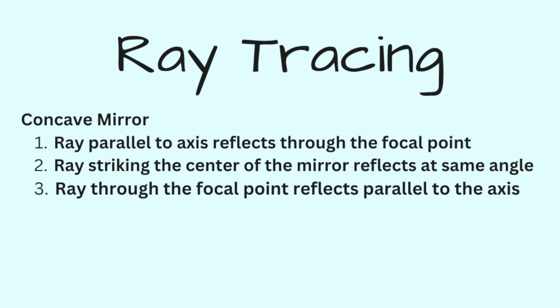For concave mirrors, ray 1 goes parallel to the optical axis and reflects through the focal point. Ray 2 goes from the object to the center of the mirror and reflects back at the same angle. Ray 3 goes from the object to the focal point and reflects parallel to the optical axis. The intersection point of the rays locates the image.